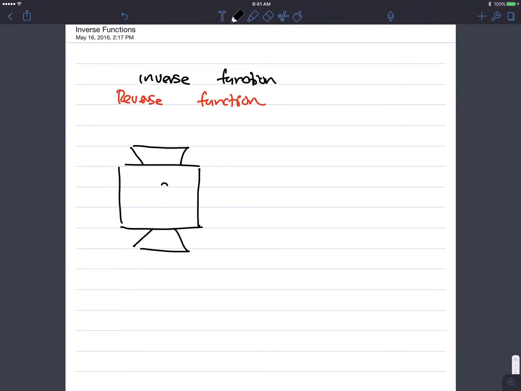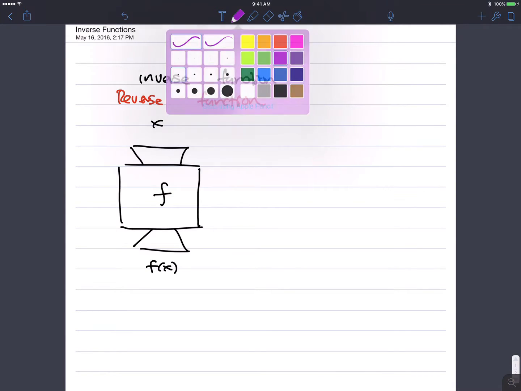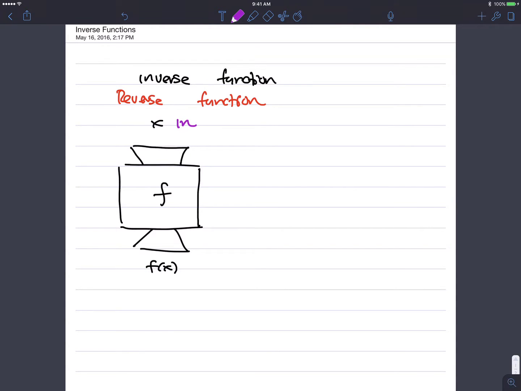Remember this machine, this concept here for f? We put in x as an input, f of x as a what? Output. So let's designate these ideas here. We got some inputs, and these are our what? Outputs.